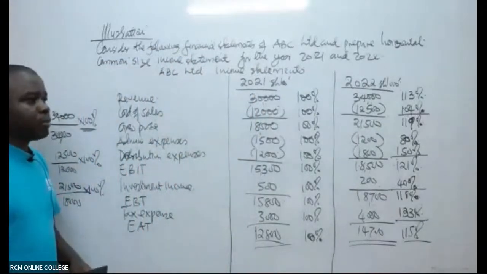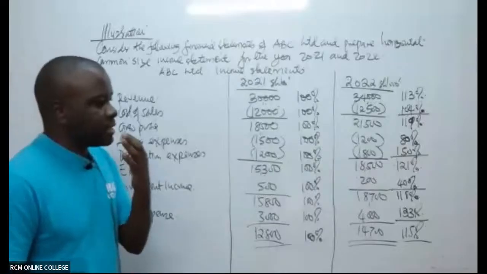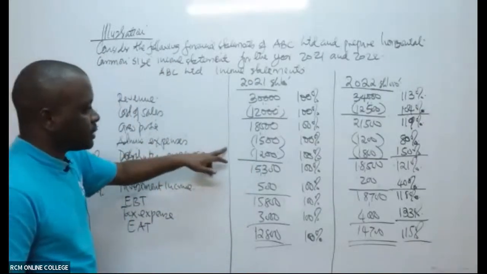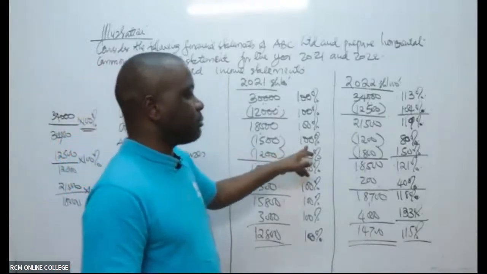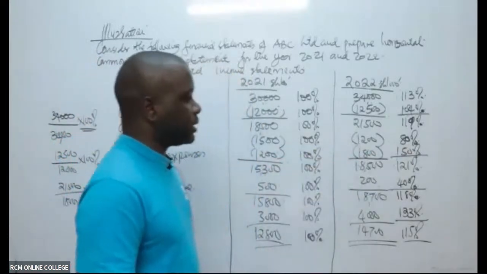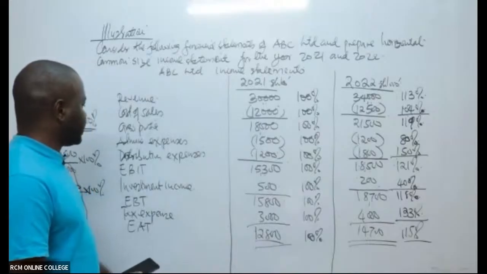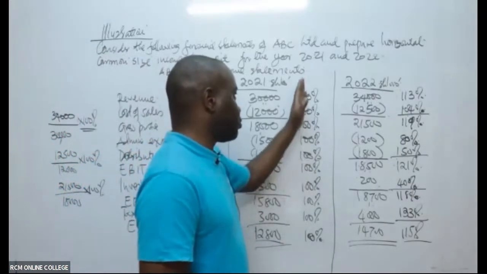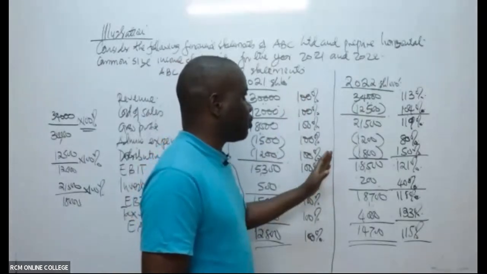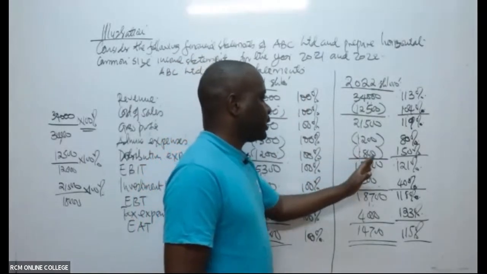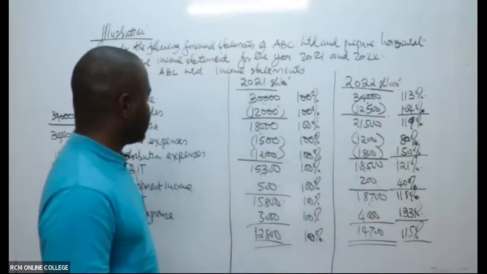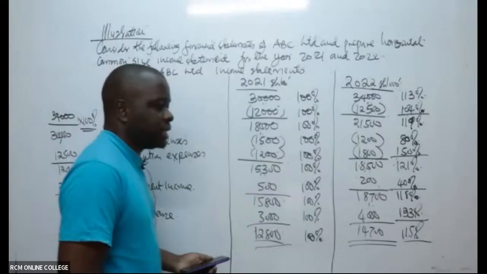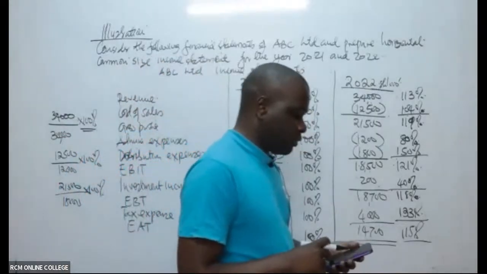So in this case, you can see the trend. For example, in terms of admin expenses, there was a decline of 20% to 80%. In terms of distribution expenses, there was an increase. If you compare 2022 with 2021 as the base year, there was an increase to 150%.